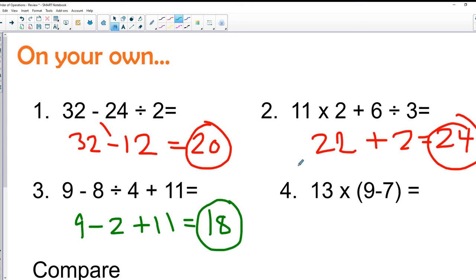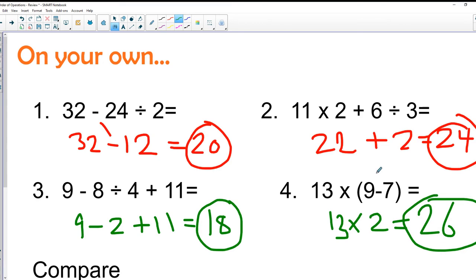All right, 13 times 9 minus 7. 9 minus 7 is 2. 13 times 2 is 26. All right. That's what we call the order of operations.